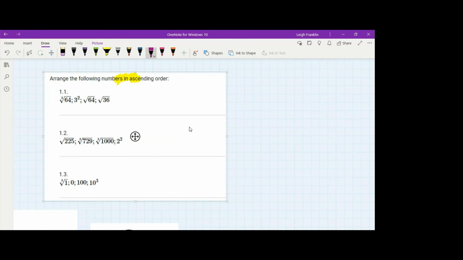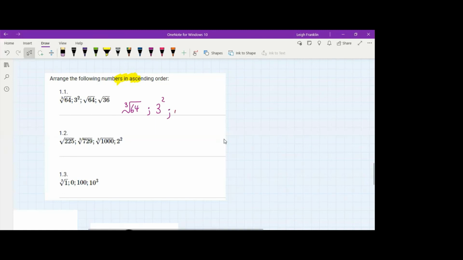Okay, so we've got the square root of 64 and we've got the cube root of 64. So which one is the smallest? Cube root. The cube root of 64. You see, you can explain. You say you can't, but you can. The cube root of 64. Okay, and then the next biggest one is? 3 to the power of 2. 3 to the power of 2. Lovely. And then the next biggest one is?